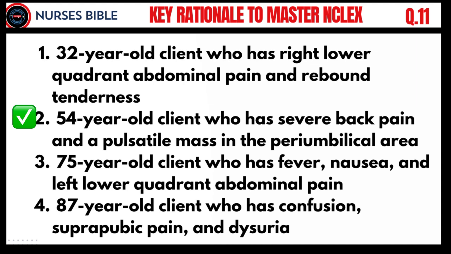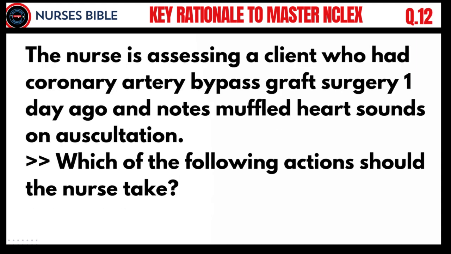And then option 4 is our 87-year-old client who has confusion, suprapubic pain, and dysuria. These are indicative of UTI. UTIs in an 87-year-old client will cause confusion. So if we ever see an older adult client that's confused, we definitely want to check their urine first to see if we can kind of rule out some other things. But again, going to need antibiotics, but not as high of a priority as somebody that's at risk for life-threatening hemorrhage.